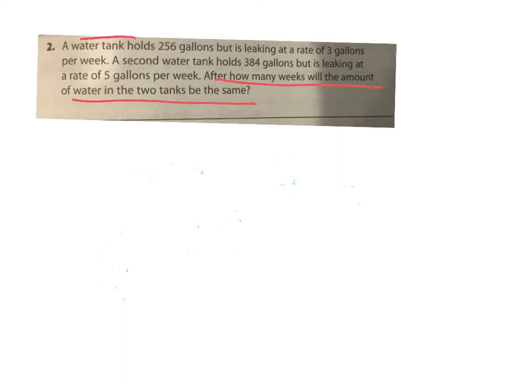We have one water tank that is holding, so that means it has, in positive, 256 gallons, but it is leaking and losing 3 gallons per week. 3 gallons for 1 week, and then again for 2, and then again for 3, repeated, right? A second water tank holds more water, 384 gallons, but it's leaking 5 gallons per week. Somebody fix these things, my goodness. Okay, let's draw our tanks.